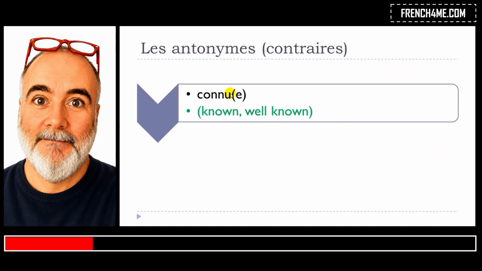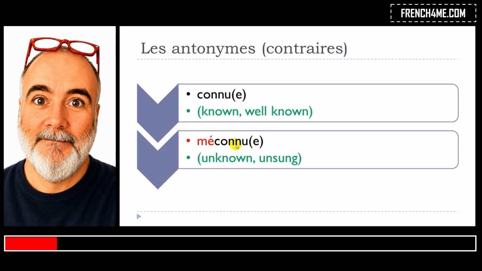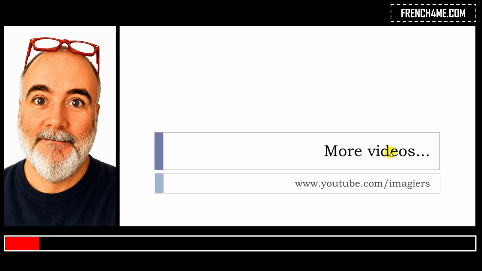Connu, exactly the same thing. I did put the feminine form here, but phonetically it doesn't exist. You don't pronounce it, so it will be the same form phonetically for the masculine form and the feminine form. Connu. Okay, so connu, and then it will give you méconnu. Okay, connu, méconnu. And that's it.